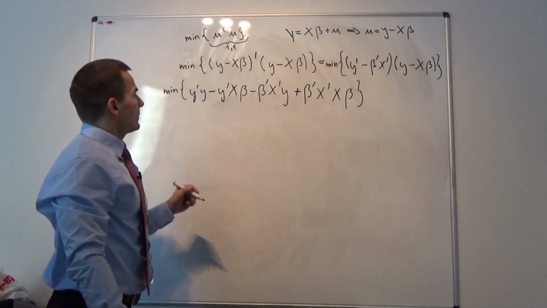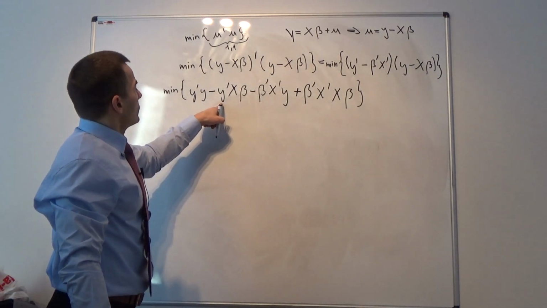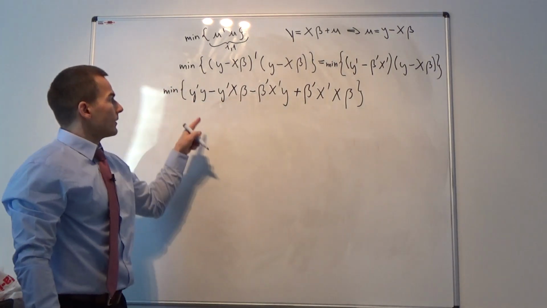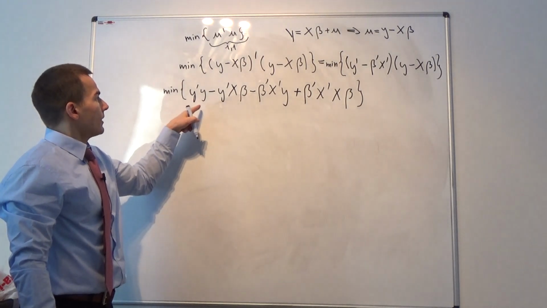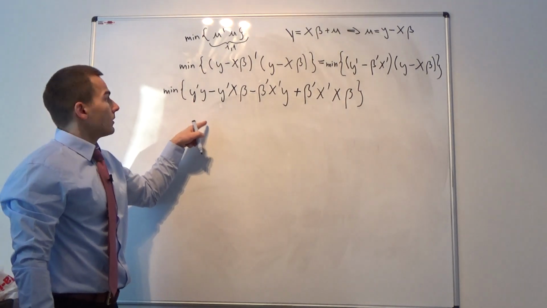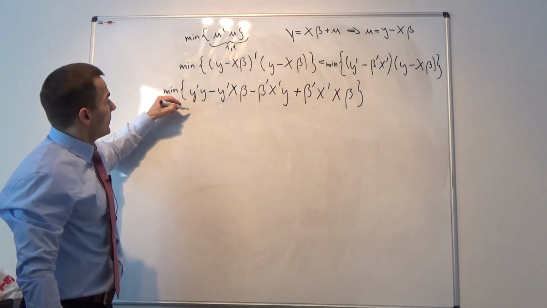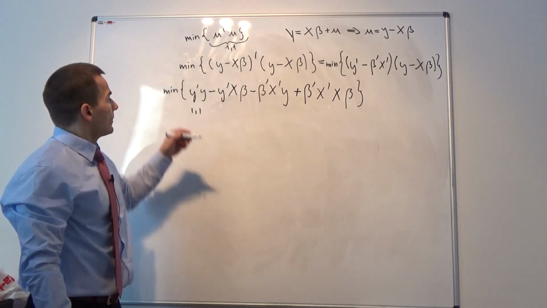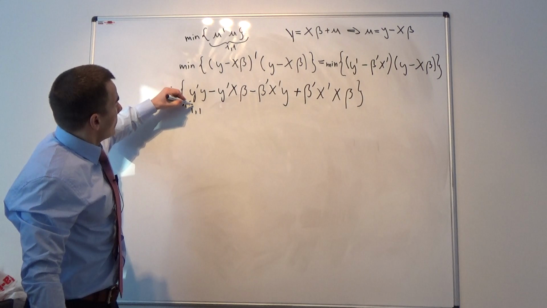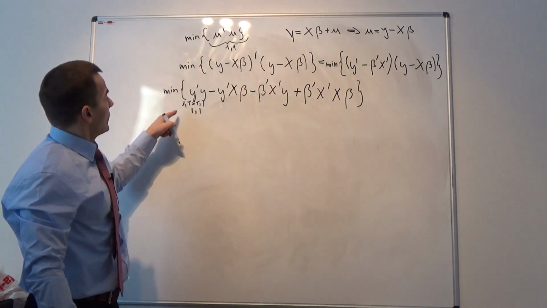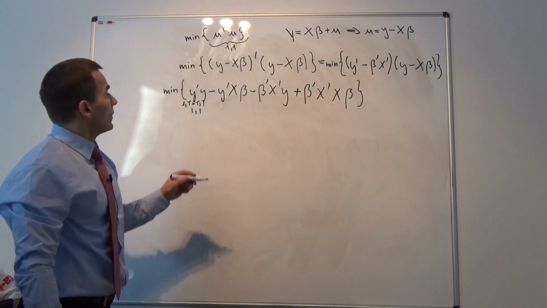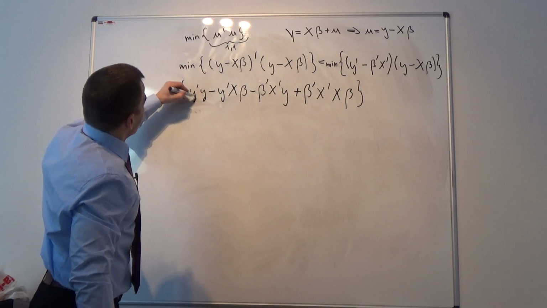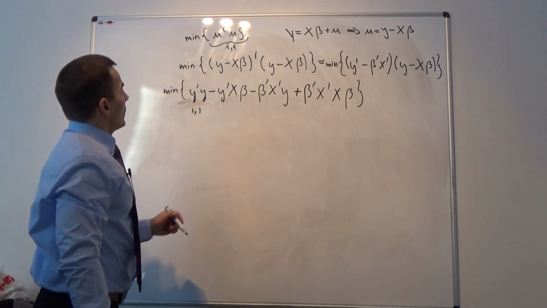So now let's take the dimension of each term. What's the dimension of the first term here, y transposed y? We know y is a t by 1 vector. If we transpose it, it's a 1 by t vector. So what's here is a scalar, a number: 1 by t times t by 1 is 1 by 1, right? So that's a number.